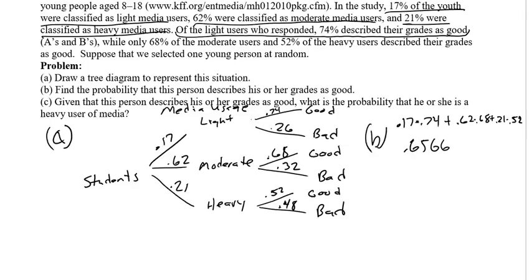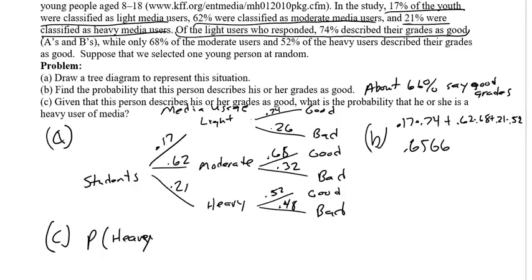Now, given that this person describes his or her grades as good, what is the probability that he or she is a heavy user of media? So for C, we're calculating the probability that they're a heavy user given they get good grades. So this is a conditional probability. We need the probability that they are a heavy user and get good grades, divided by the probability that they get good grades.